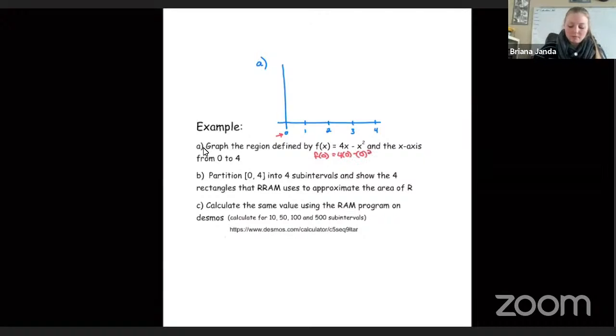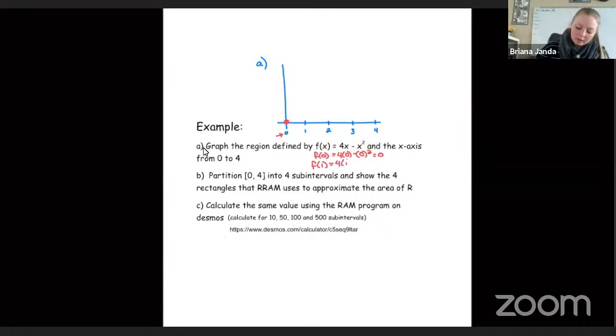Well, 0 minus 0 is 0. So f of 0, that would be the point 0, 0. And I can keep doing that for each of those points, right? And that gives me 4 points to connect. Now, I know this is an upside down parabola by what I know about my functions here.